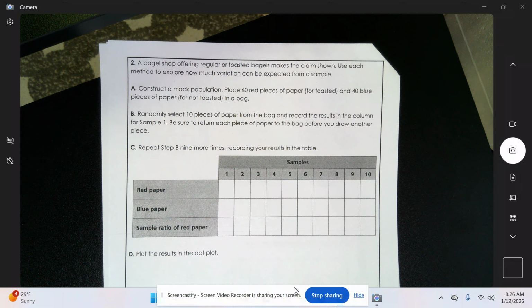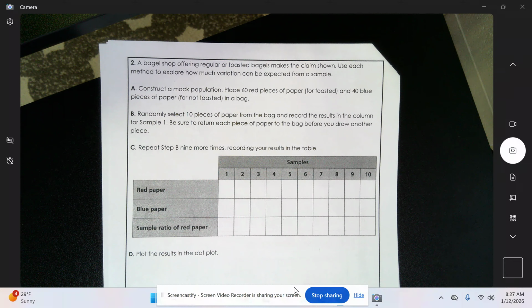Okay? So a bagel shop offering regular or toasted bagels makes the claim shown. Use each method to explore how much variation, how far apart, can be expected from a sample. So, we're going to construct a mock population, and we have already placed 60 red pieces of paper in the brown bags and 40 blue pieces of paper in the bags. It is very important that you keep all 100 little pieces in your bags and don't get them mixed up.